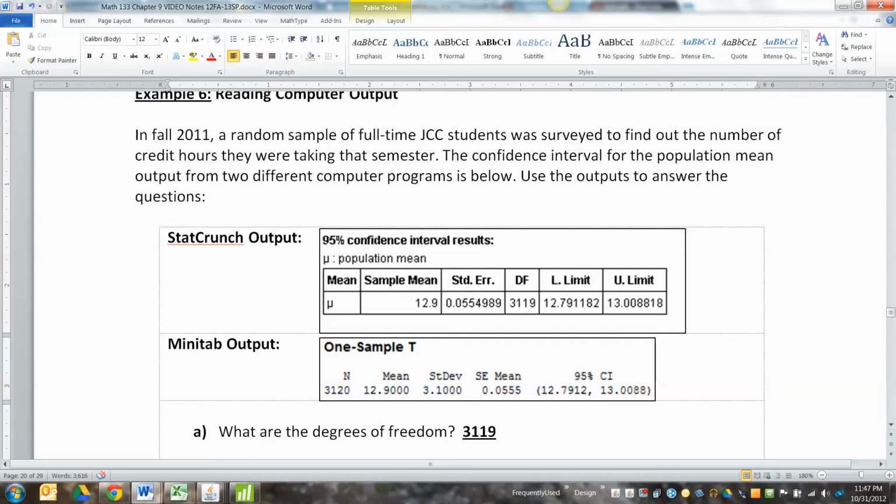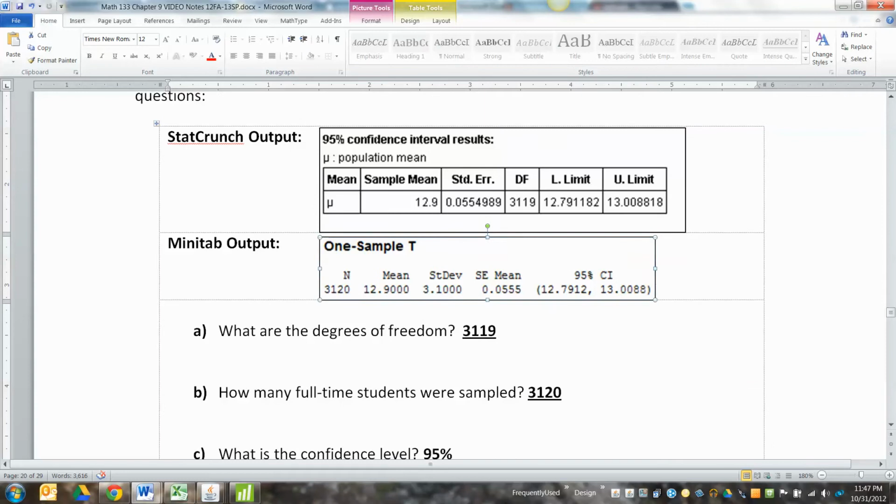Okay, so this was from the fall 2011. This was a random sample of full-time JCC students to find out the number of credit hours they were taking that semester. So the confidence interval was made in both StatCrunch and Minitab. And of course, I won't give you both on an exam. I'll give you one or the other. Or maybe something different.